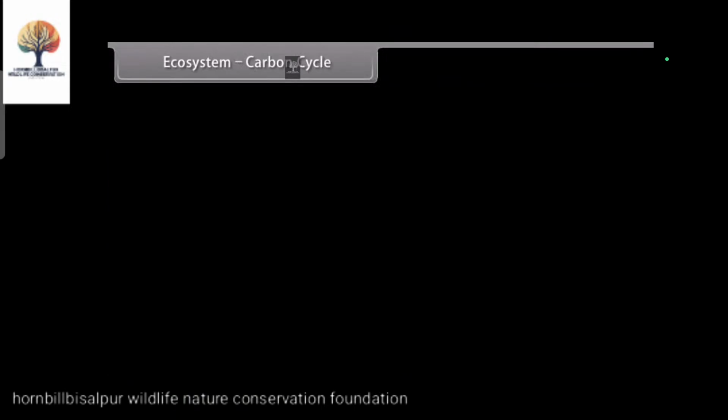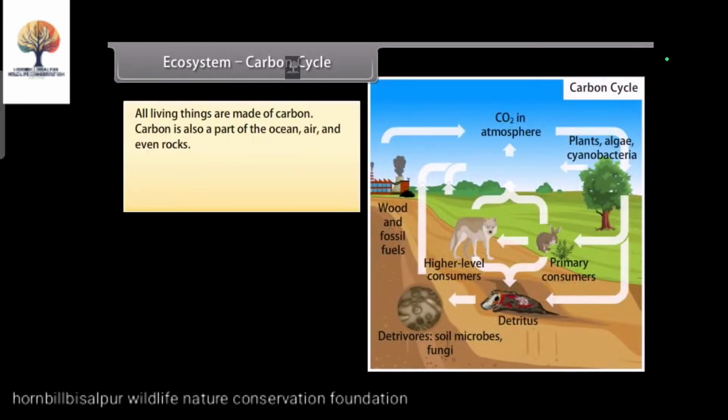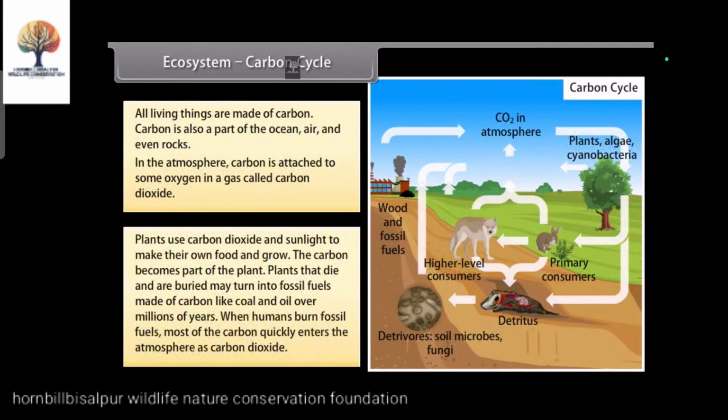Ecosystem: carbon cycle. All living things are made of carbon. Carbon is also a part of the ocean, air, and even rocks. In the atmosphere, carbon is attached to some oxygen in a gas called carbon dioxide. Plants use carbon dioxide and sunlight to make their own food and grow. The carbon becomes part of the plant. Plants that die and are buried may turn into fossil fuels made of carbon, like coal and oil, over millions of years. When humans burn fossil fuels, most of the carbon quickly enters the atmosphere as carbon dioxide.